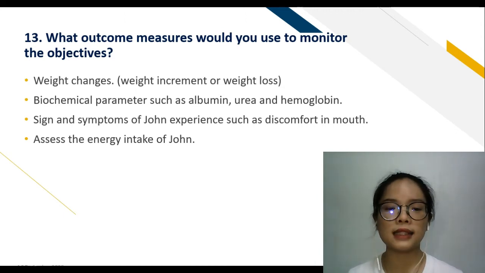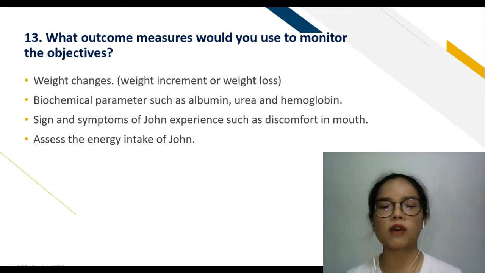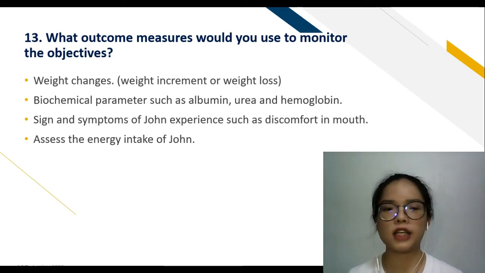And other signs and symptoms that I mentioned before, for example, discomfort in the mouth, whether John still has any xerostomia, elasticity problems, taste change, and so on, that may affect the dietary intake of John. And we also assess the energy intake of John.